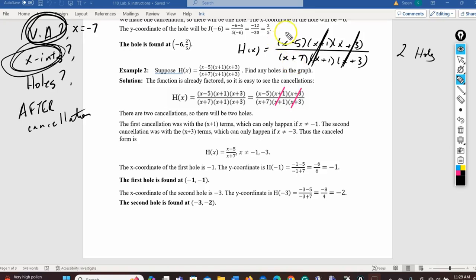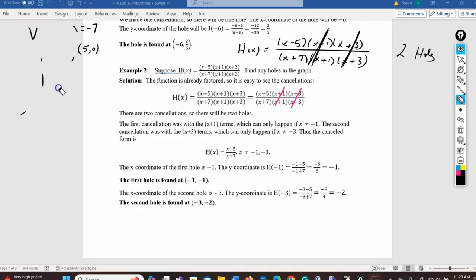And after cancellation, we can see that 5 is a 0 of the numerator of what's left over. So I would only have one x-intercept at 5, 0. So that's from the last lab, but we should know that. Now, any holes, we have 2 holes because we made 2 cancellations.